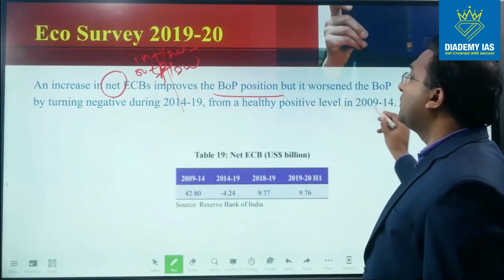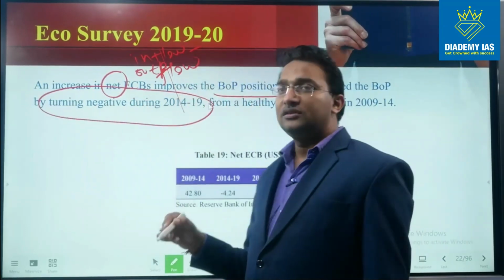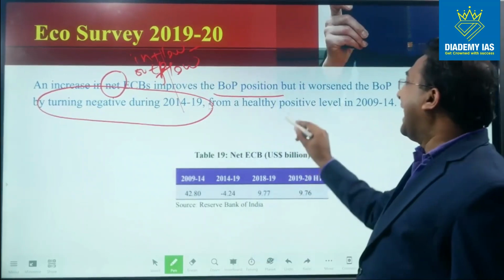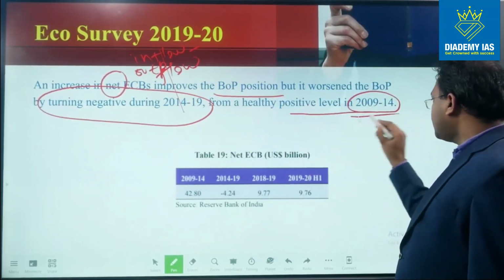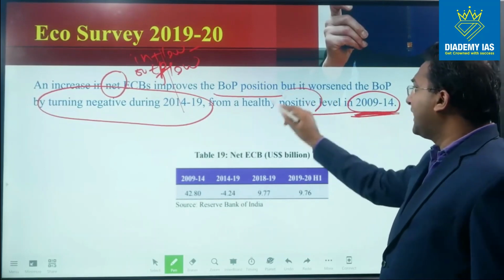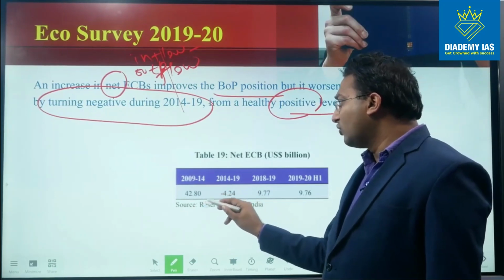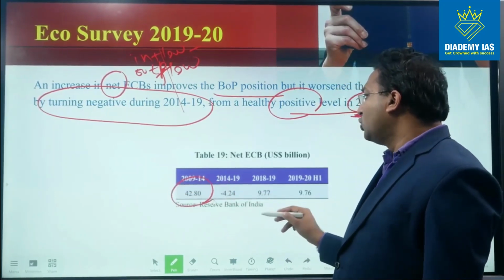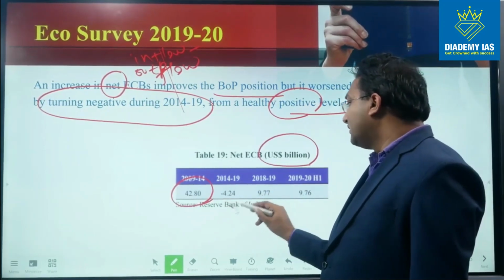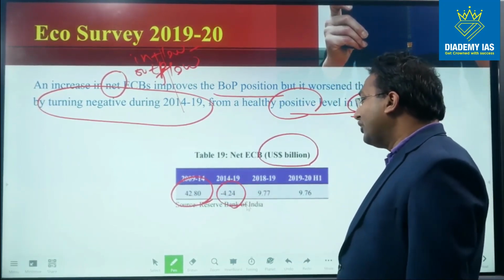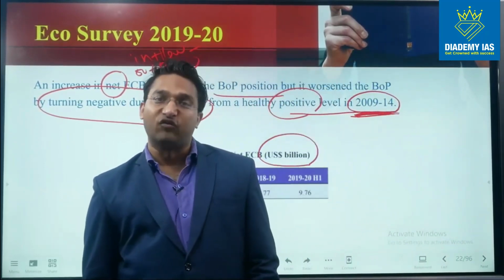But it worsened the BOP by turning negative during 2014-19. So during these 5 years, it turned negative from a healthy positive level of 2009-14. So during the initial 5 years there was positive and now it is negative. You can see during 9 to 14 it was 42.8 US dollar billion. During 14 to 19 this is minus 4.24. So outflow is more than inflow.